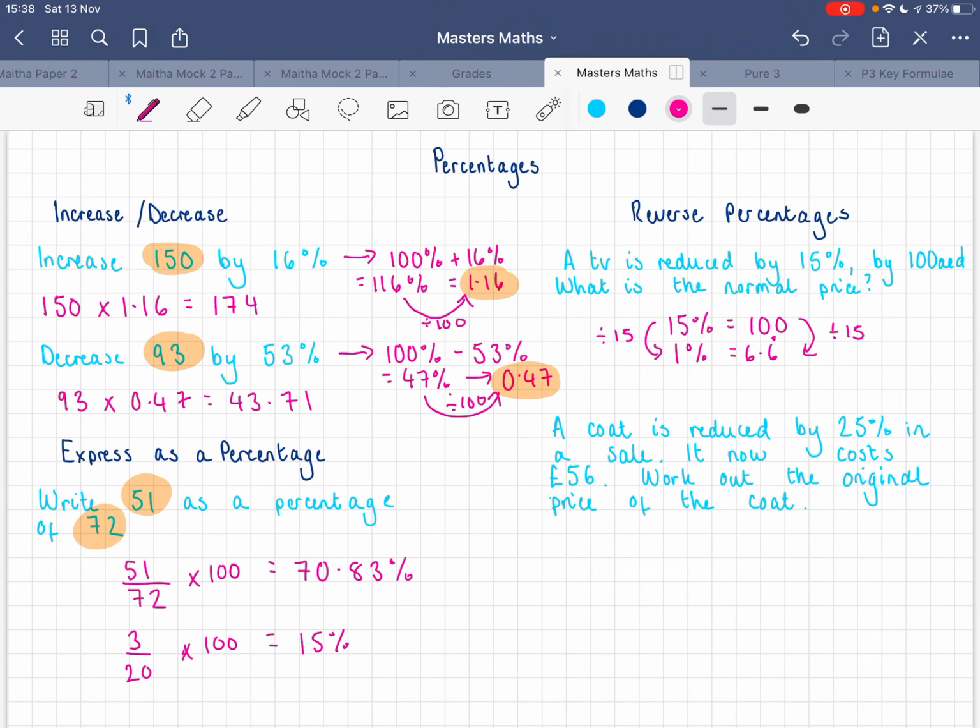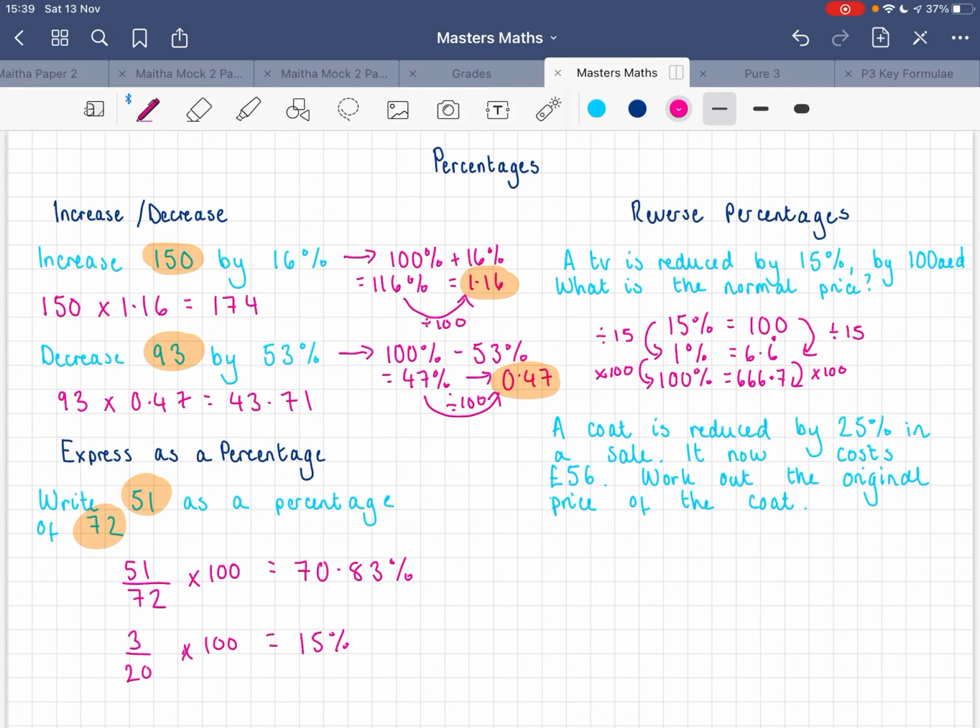I'm then going to times that by 100 to get back to 100%. Remember, original is always 100%. So I'm multiplying both sides of the equation by 100, which is going to give me another decimal, 666.6 recurring. So I'm just going to say 0.7 if I round it to one decimal place. 666.7.